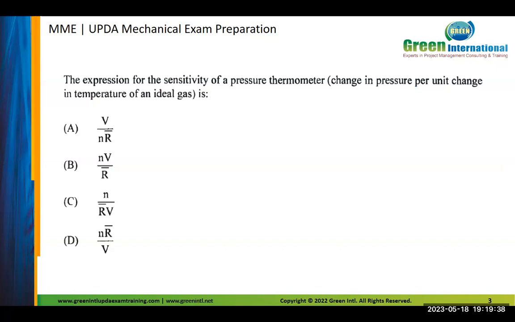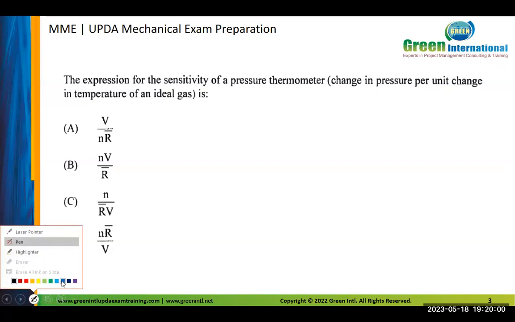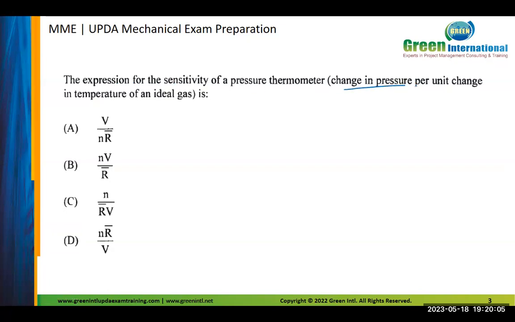Expression for the sensitivity of a pressure thermometer. The expression for the sensitivity of pressure is the change in pressure per unit change in temperature. So he gives you the idea.